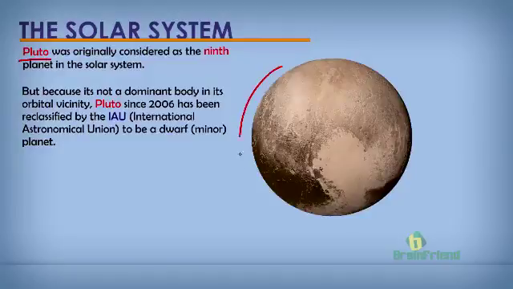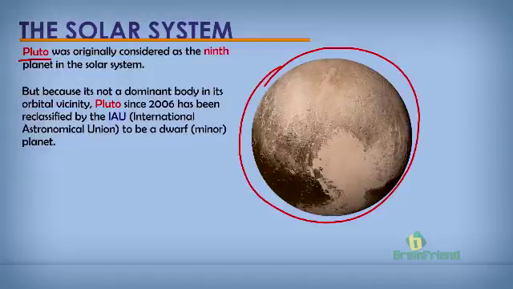Pluto was originally considered as the 9th planet in the solar system, but because it's not a dominant body in its orbital vicinity, Pluto, since 2006, has been reclassified by the IAU, that is the International Astronomical Union, to be a dwarf or a minor planet.